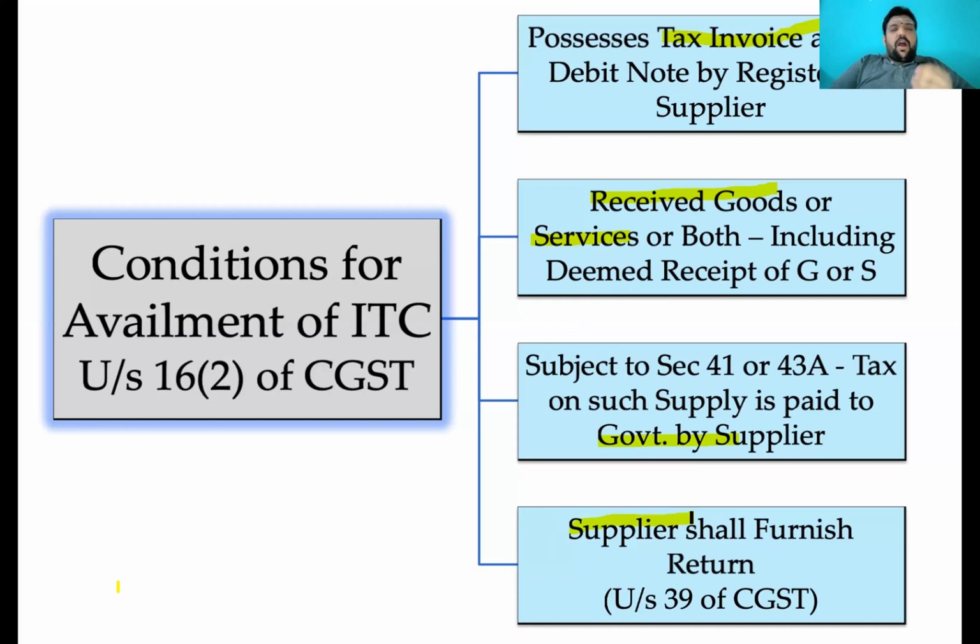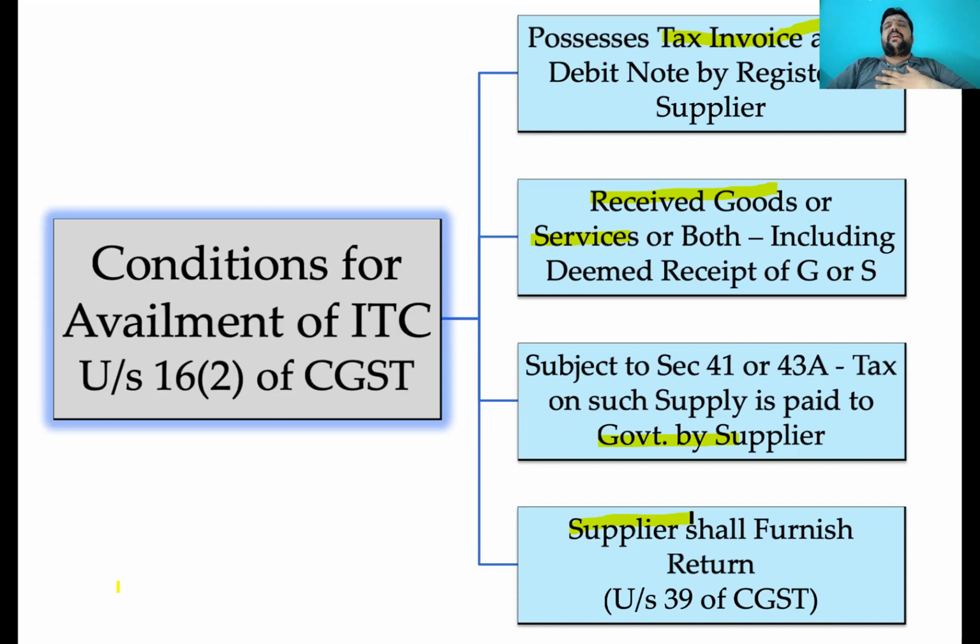So one, I should ensure I have a valid document. Two, I should also ensure that I have received the goods or services. Three, the person from whom I procure, who is generally called the supplier, should have paid the tax to the government. Four, my supplier should have filed the return with the government. If all these four conditions are satisfied, then I am eligible to claim credit.